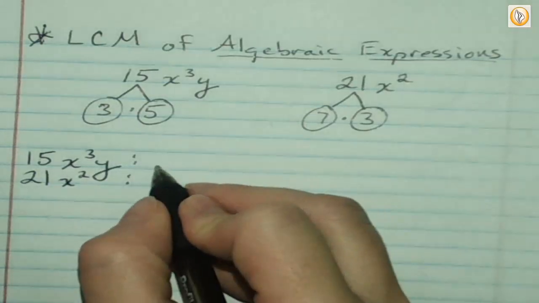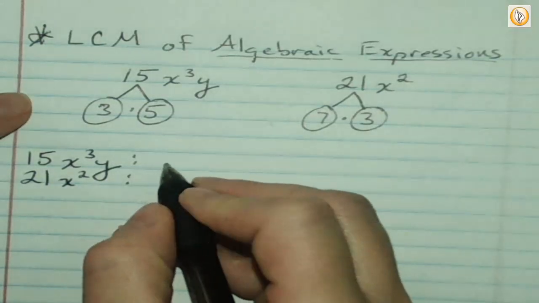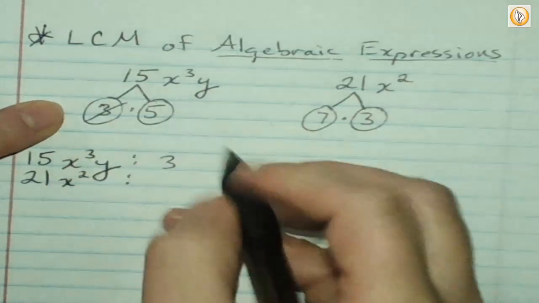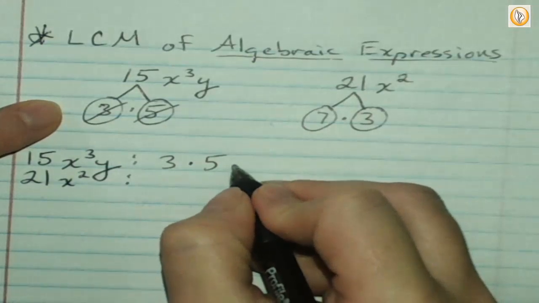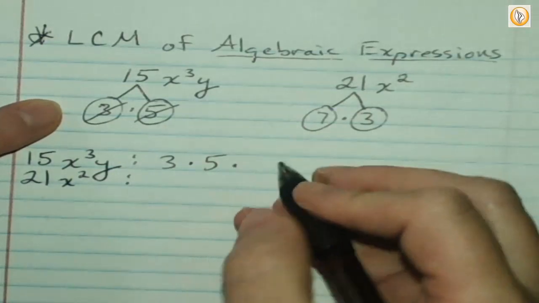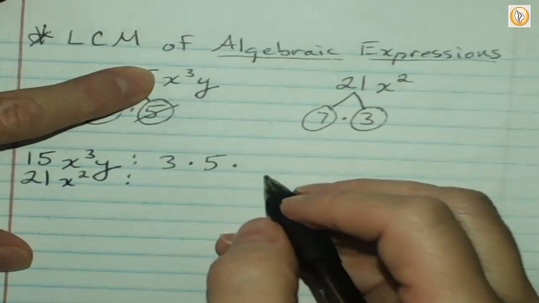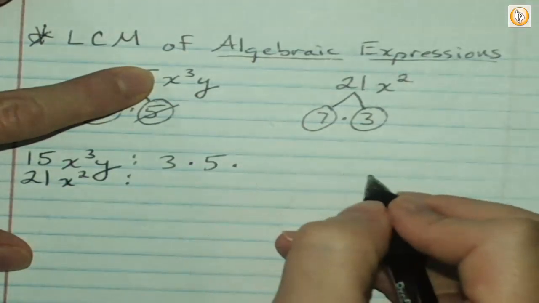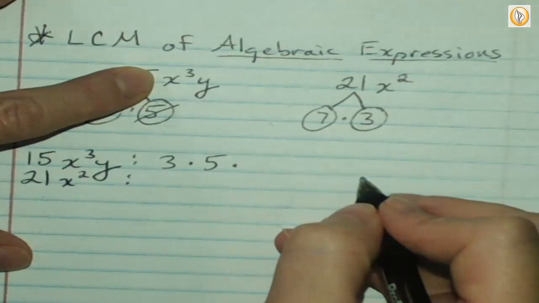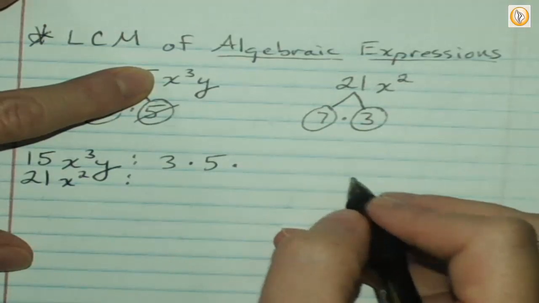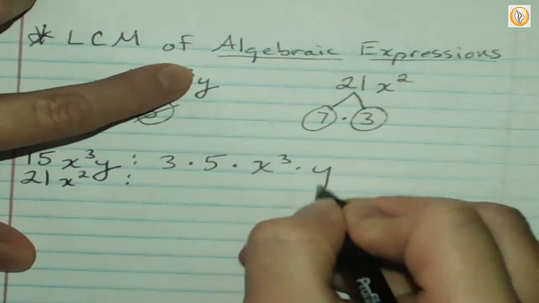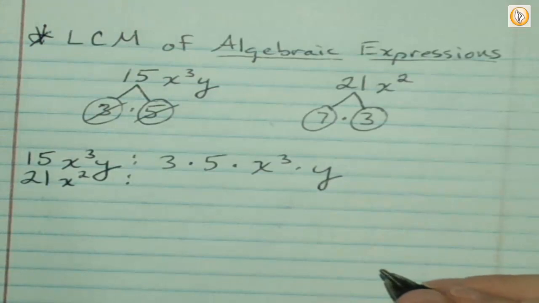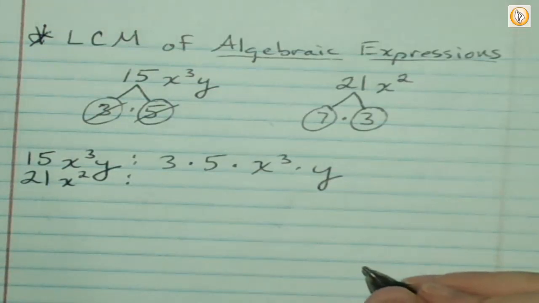So Michaela, what do I write here? 3, cross it out. Good. Times 5. Cross it out. Now, here's where, guess what? If you worked ahead, shame on you. When you're doing least common multiple, you don't have to write all the x's out, because we're dealing with exponential. So just write x cubed times y. That's it. You don't even have to write all the x's out like you did with greatest common factor.